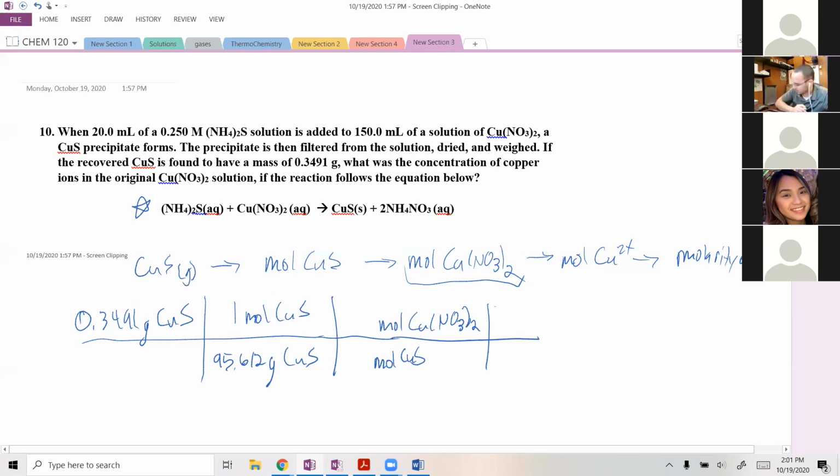Is this equation balanced? Yes. And so we can use its coefficients for the ratio. If we have 1 mole of copper sulfide, how many moles of copper nitrate would we have needed? 1. Very good. Now, when that copper nitrate dissolves in that solution, how many copper 2 plus ions does it make?